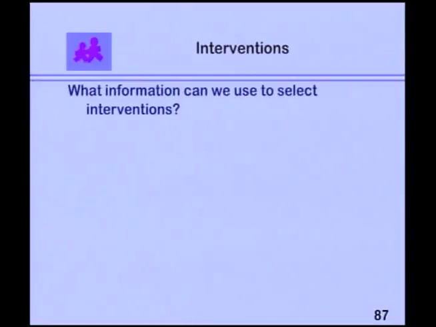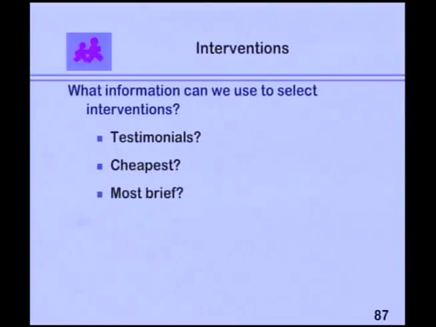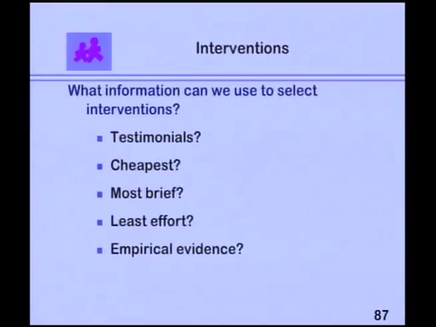What information can we use to decide what to select? What are we going to select? How will we know based on all of the things we see in the internet? Is it going to be testimonials, cheapest, briefest, fastest, least effort, or empirical evidence? Has science taken a look at it? I want to show you some reasons to start thinking about whether or not we can trust everything that we see. Let's take a look at a few pictures and think through what you see and why you may be deceived.